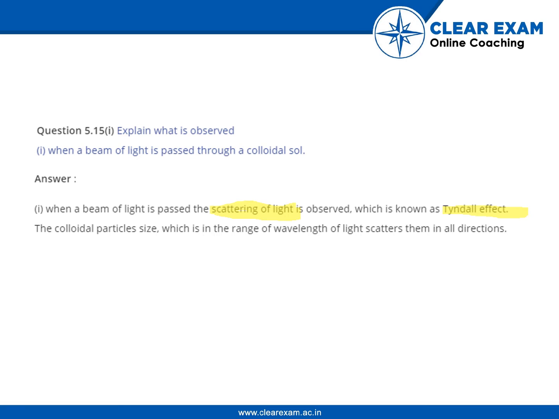So another important point is, the size of the colloidal particles has to be in the range of the wavelength of light. Okay. So if the wavelength of light and the size of the colloidal particles are very different in magnitude, then it will be very hard for scattering of light to be observed. So the size of the colloidal particles and the wavelength of the light have to be in a nearby range. Okay.